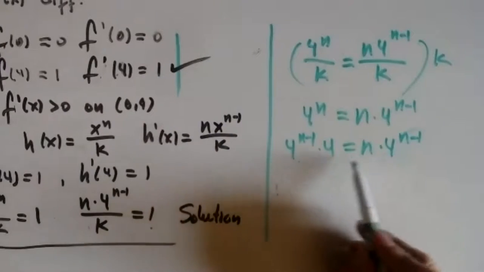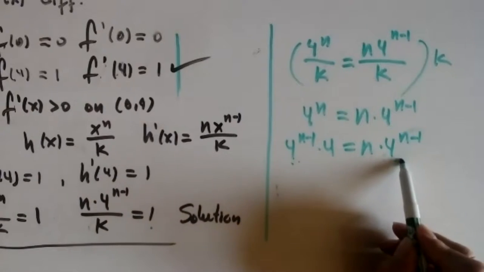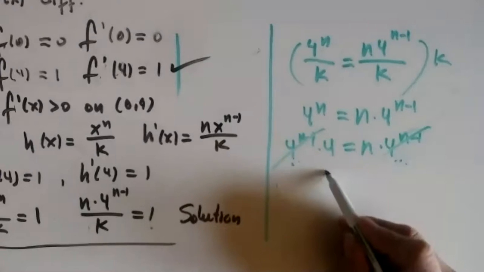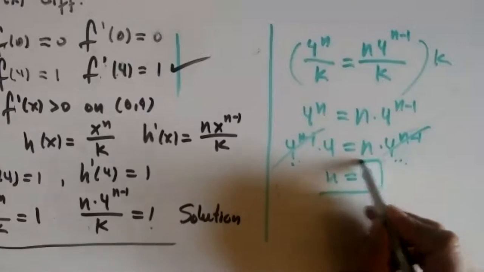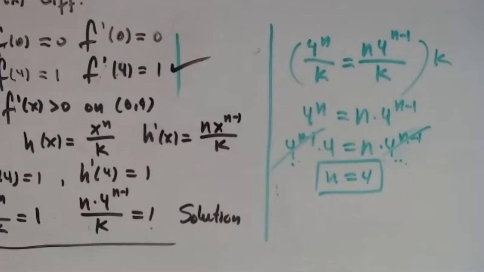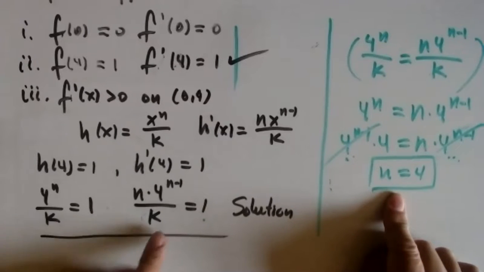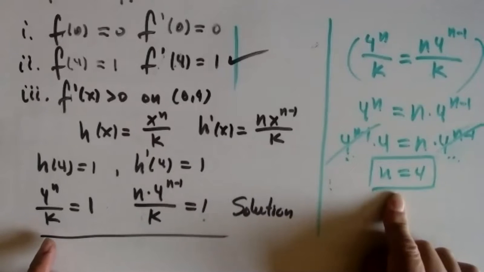What can you do with these 4 to the n's right here, with the minus 1s? Cancel out. Correct, you cancel out, and you have n equals 4. So n cannot be 1. Now I have a value of n, so I can use either of these two equations to find k. Which one do you want to use? You know now that n is 4.